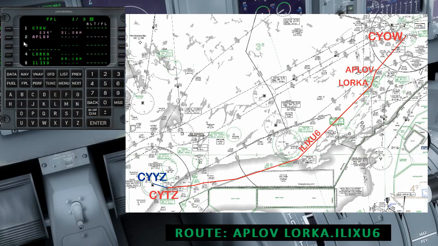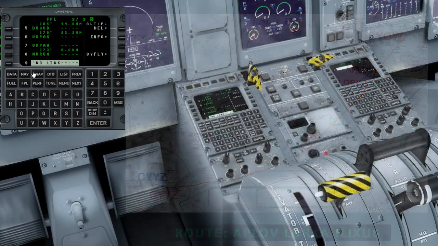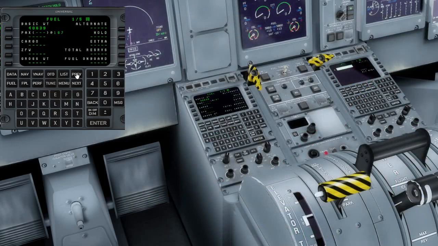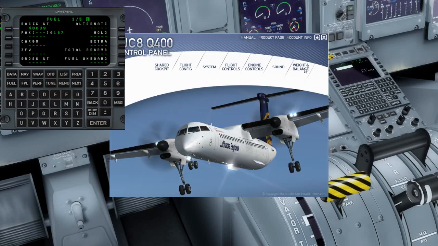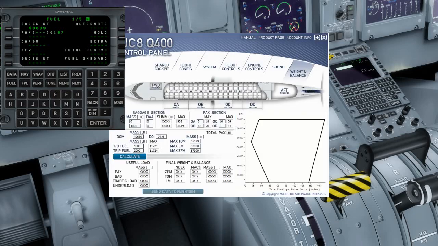Alright, so then there's a no link there. We simply get rid of that. It's going to go from CYOW, LORCA, ALEXU, and that's all the ALEXU 7 arrival. We won't bother to put in the runway yet, but otherwise that's all set. We haven't got our Majestic control panel set up here yet, so we're going to try this.